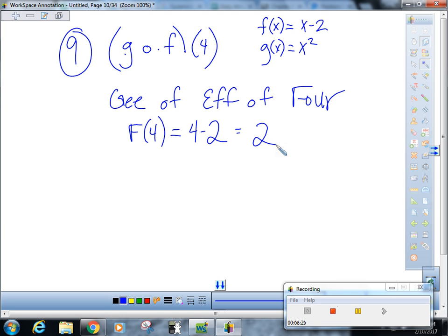Okay? So, if you want to do G of F of 4, now you're just going to do G of, any guesses? That's right. You just take F of 4 and put it in for this input. And you get G of 2 is 2 squared. And so the answer is 4, okay?